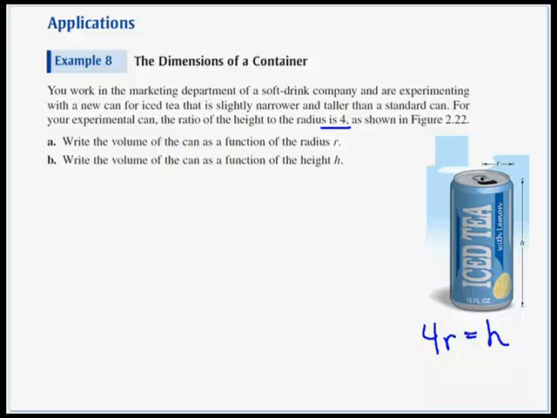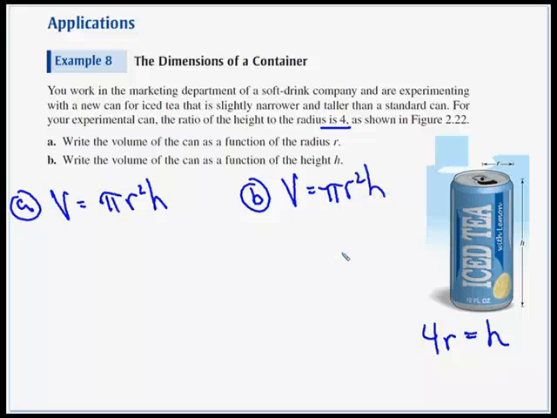Now we're going to do this in two separate ways. For part A, I'm just going to write the volume of a right cylinder. Volume equals pi r squared h. Pi r squared is a circle, that's the base of the can, times the height. And for part B, we're going to use the same thing: volume equals pi r squared h.